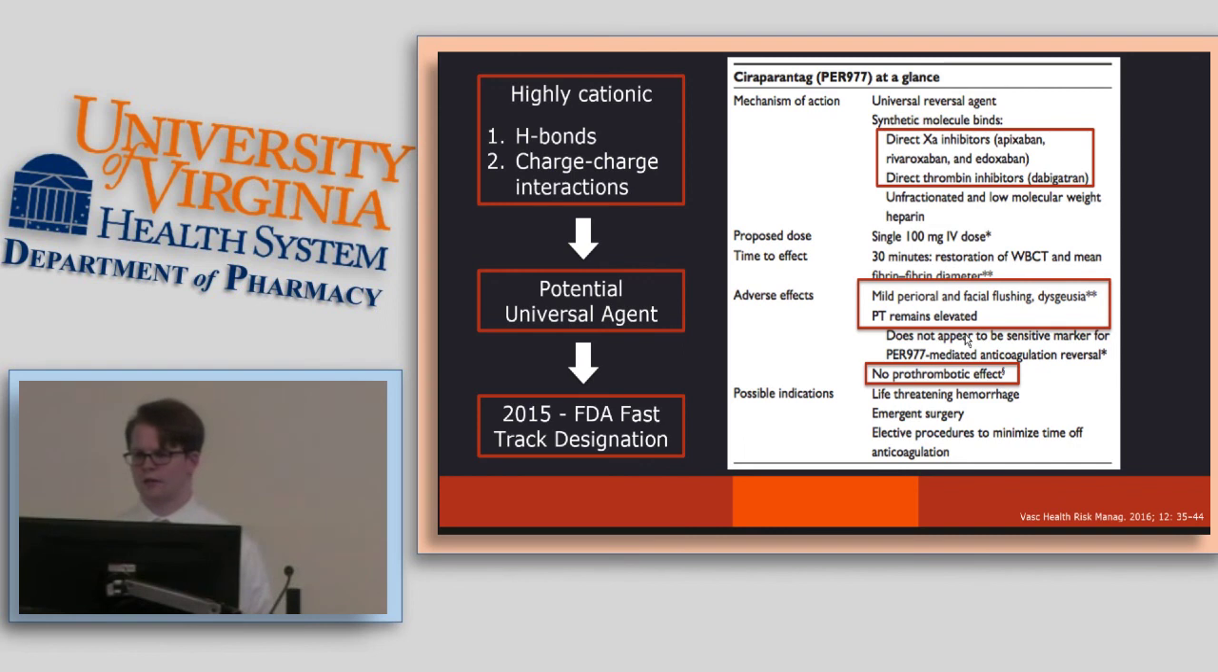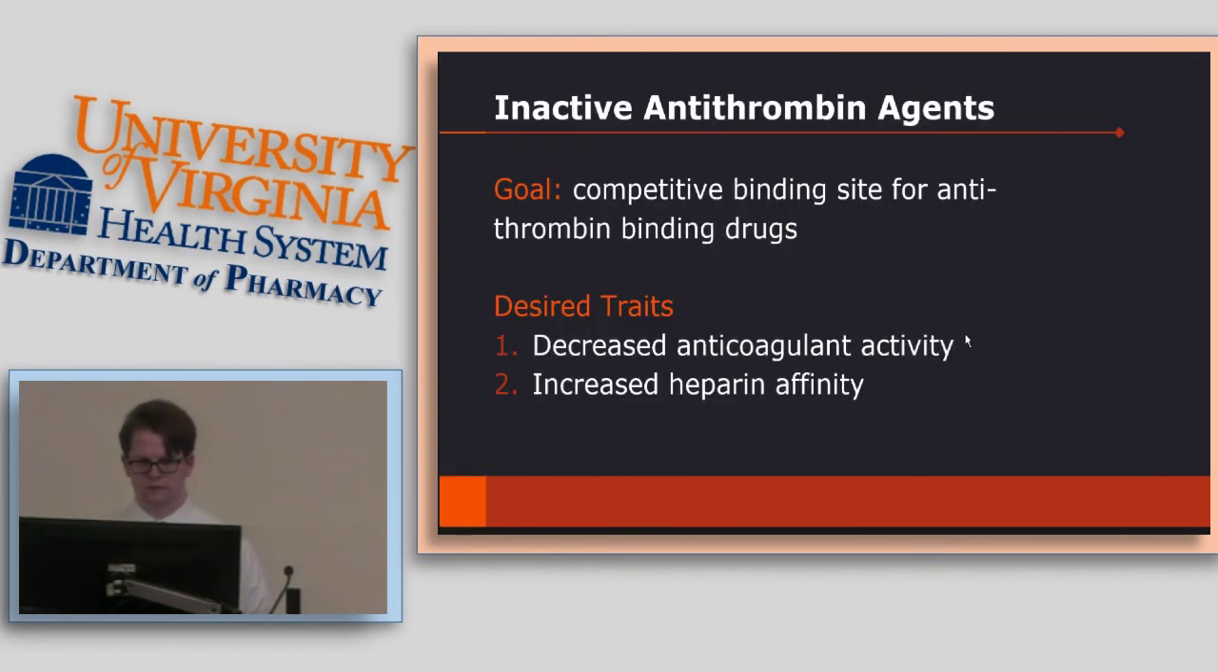And unlike protamine, ciraparantag so far has demonstrated a more mild side effect profile. Main side effects shown have been facial flushing and taste disturbances. And then it also doesn't show the prothrombotic effect that we've seen with our factor products. And so while ciraparantag has been developed more on the DOAC side of things, the antithrombin agents have been developed specifically for reversal of the parenteral products.